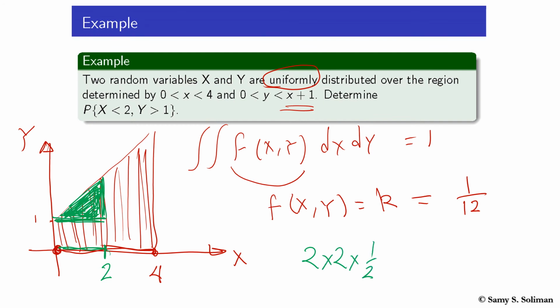This is the area of the triangle multiplied by the PDF itself, which is 1 over 12. So we get 1 over 6. When we deal with uniform distributions, it is very easy and straightforward, because we know that the PDF is constant, and this constant can always be taken outside the integral, and the integral can be easily calculated as the area under the curve once we successfully determine the range of x and y, or the region over which we are calculating the probability.